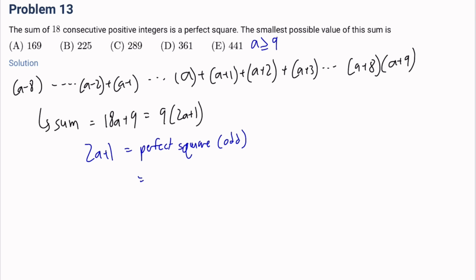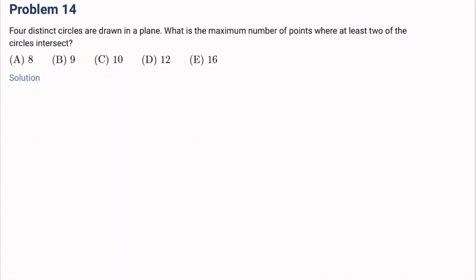And so this should be 1 squared, 3 squared, which is 9, 5 squared, 25, and so on. But then a has to be greater than or equal to 9. So the least value of 2a plus 1 that is also in accordance with this clause is just 25, right? So 2a plus 1 equals 25. So the answer is B.